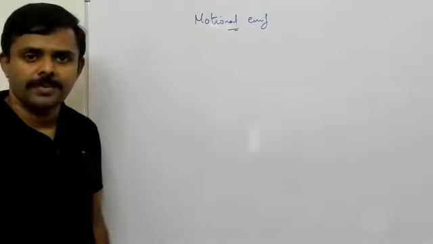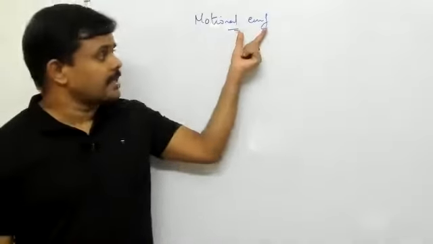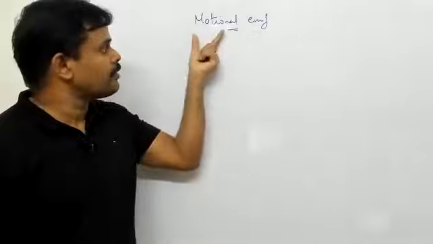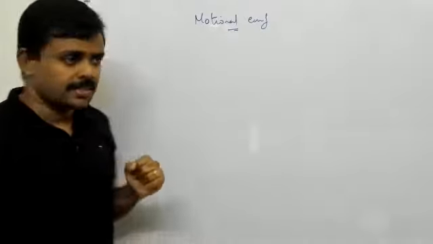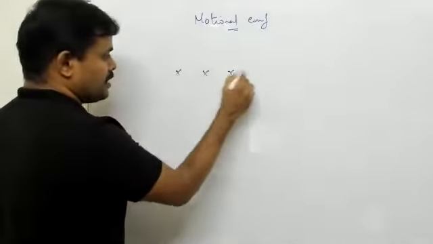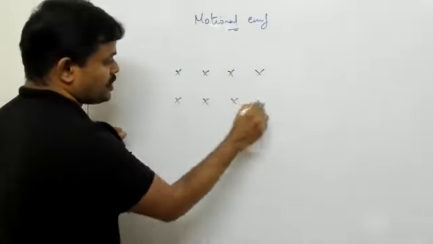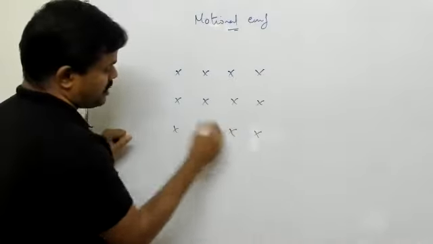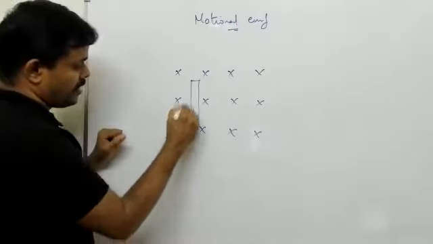What is meant by motional EMF? It is clear even from the name, no? Motional EMF is EMF due to motion. See this? I have a magnetic field here, in which a metallic conductor is placed. This is a metallic conductor of length L.